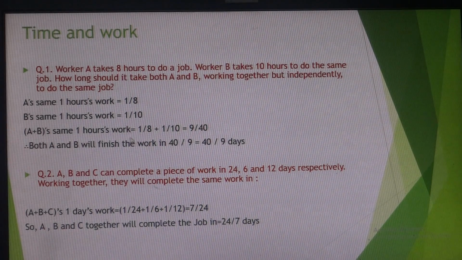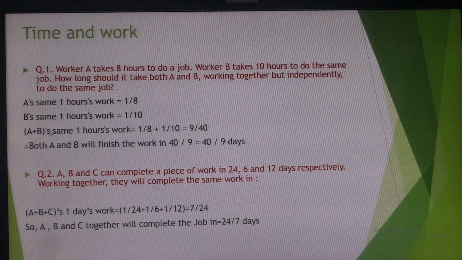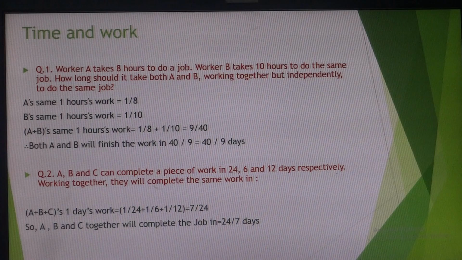And this is the combined work of both A and B. To find how long A and B will take to finish the work, just reciprocate the answer which you get. 9 by 40 reciprocates to 40 by 9. So the answer is 40 by 9 days.